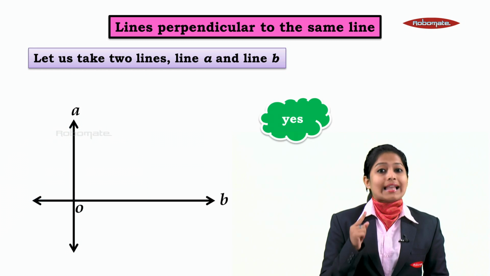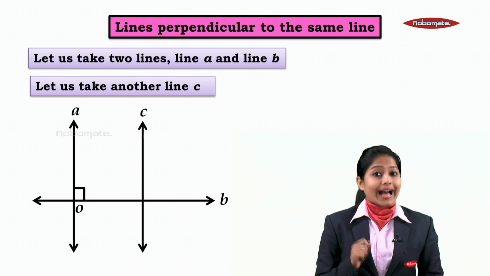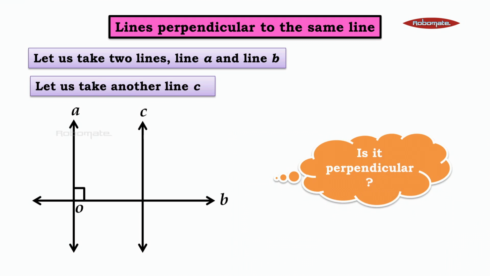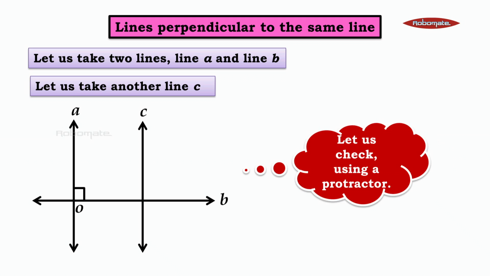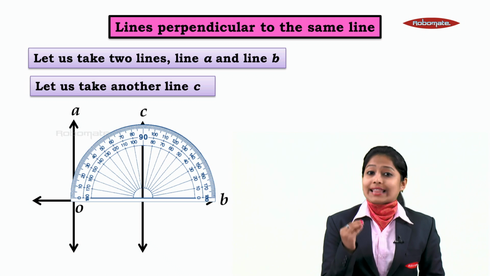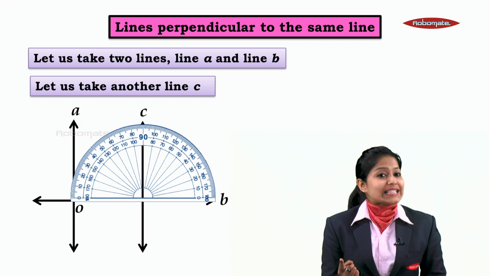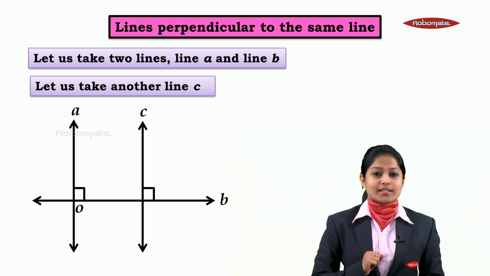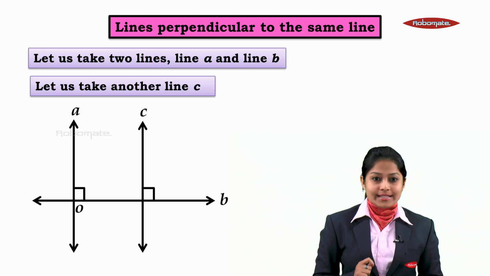Now students, let us take another line, line C. And we need to again find out if line C is perpendicular to line B. For that, let us take a protractor and measure the angle that is formed. And we find out again that the measure of the angle is 90 degrees, which means line C is perpendicular to line B.